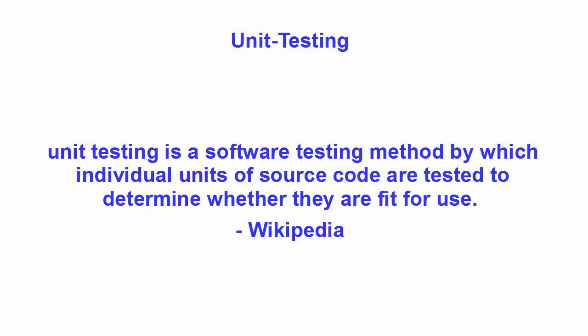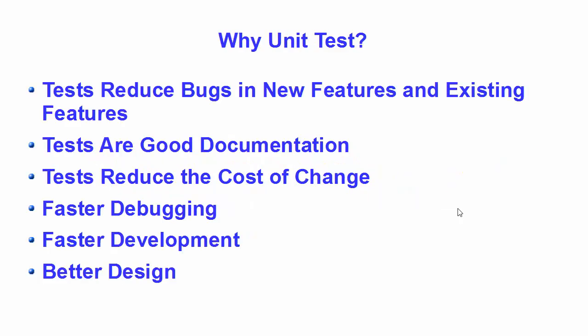So first of all, what is unit testing? According to Wikipedia, unit testing is a software testing method by which individual units of source code are tested to determine whether they are fit to use or not. In unit testing, we perform the lowest level of testing, that is, individual units of software are tested. That means units like functions, subroutines, and classes are tested to verify if they are giving the desired result or not. Now let's discuss why we should unit test our code.